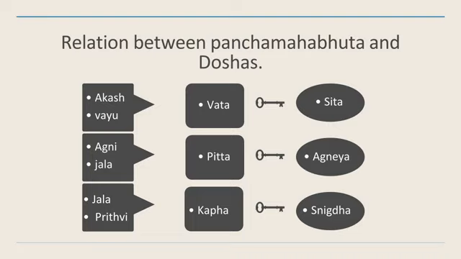Going to the relation between Panchamahabhutas and doshas. We also know that Vata is made up of Akasha and Vayu, Pitta from Agni and Jala, and Kapha from Jala and Prithvi. Widely, Akasha and Vayu as a whole form Vata, Jala and Prithvi as a whole form Kapha, and Agni with a little amount of Jala makes the Pitta.